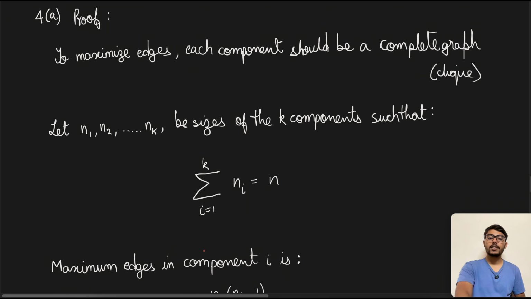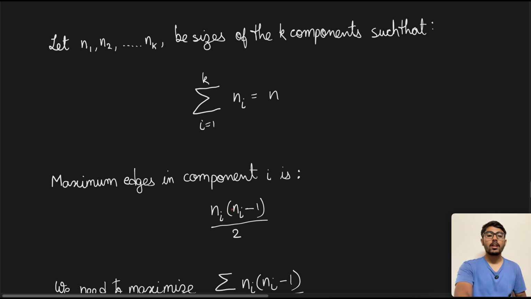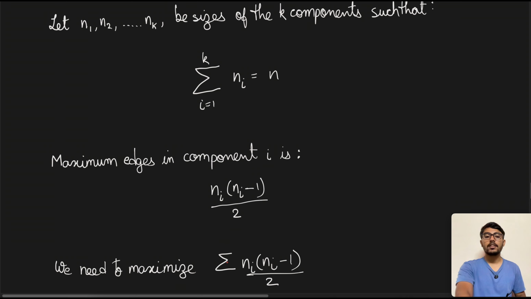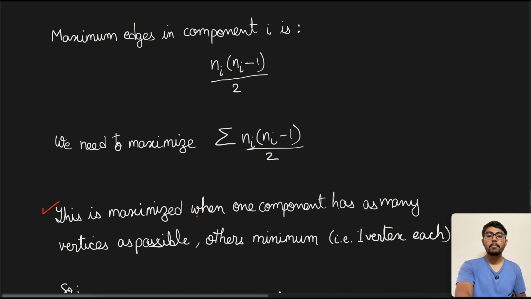So the maximum number of edges in component i can be ni times (ni minus 1) by 2, right? Given ni is the number of nodes in that particular component. So we need to maximize the summation of ni times (ni minus 1) by 2. In order to do that, we see that this is maximized when one component has as many vertices as possible, and the others have the minimum, that is one vertex each, correct? So then only we can basically increase the number of components.